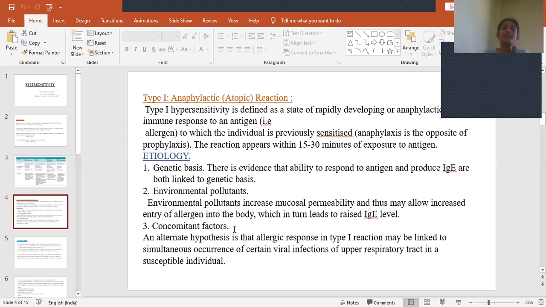And then coming to concomitant factors, what does the word concomitant mean? Concomitant is nothing but other reactions occurring along with some reaction, which will exaggerate the condition, that is, parallel factors. Here, simultaneous occurrence of any viral infection of the upper respiratory tract in a susceptible individual, along with this type 1 reaction, also worsens these anaphylactic reactions.